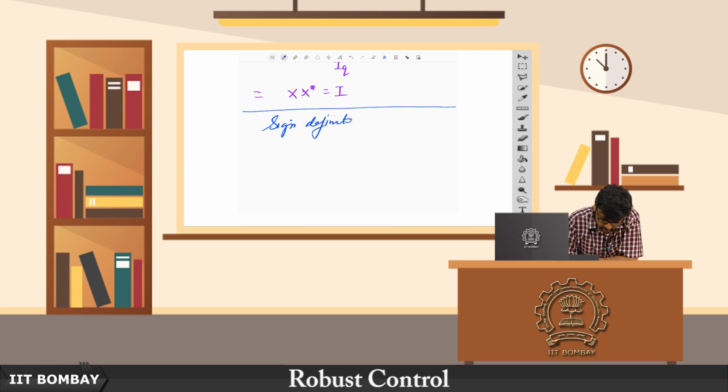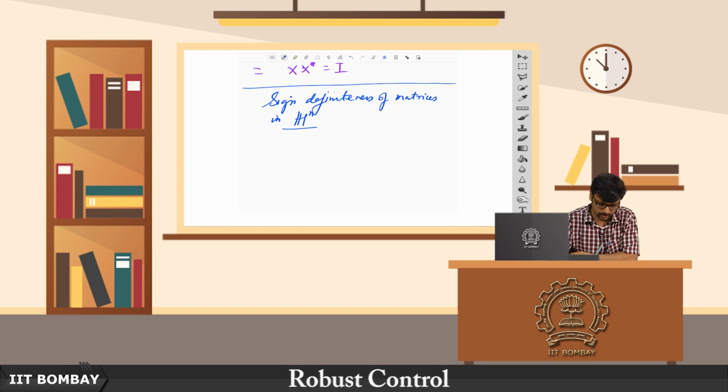Sign definiteness, or rather positive definiteness, of matrices in Hn. We will restrict ourselves to Hn simply because for general matrices there is no guarantee about what the signs will be. So we will restrict ourselves to only matrices that are Hermitian. So, how do we define this positive definiteness?